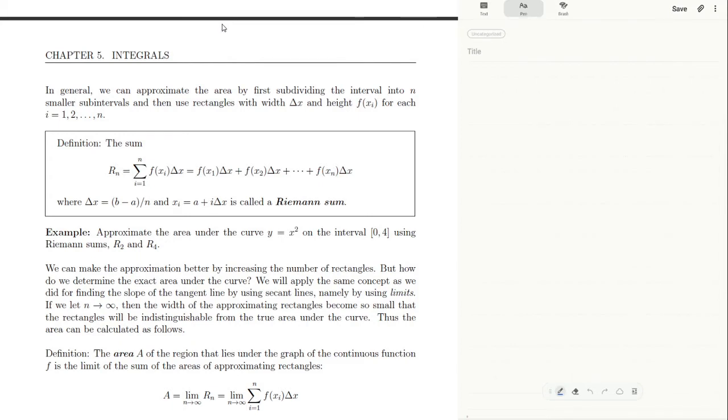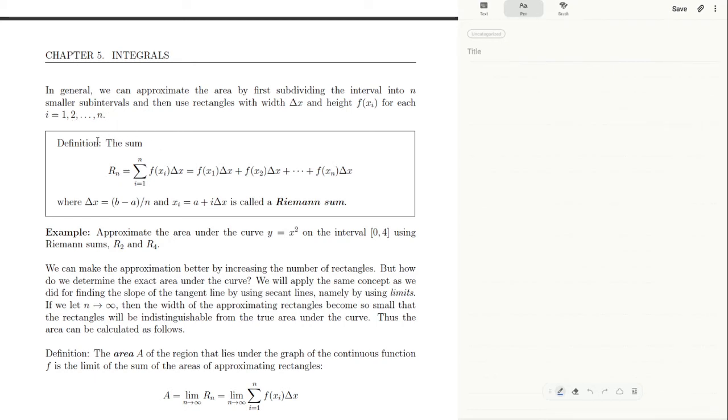Now in general, we can approximate the area by first subdividing the interval into n smaller subintervals, and then using rectangles with width delta x and heights f of xi, where i goes from 1 to n.